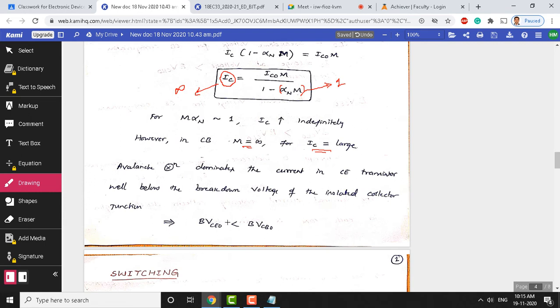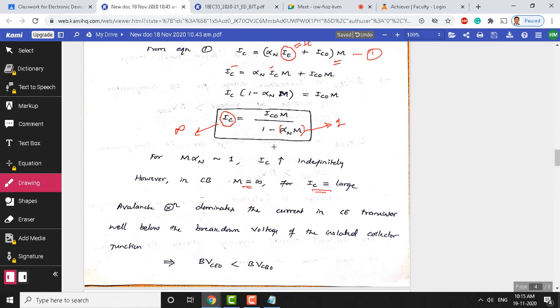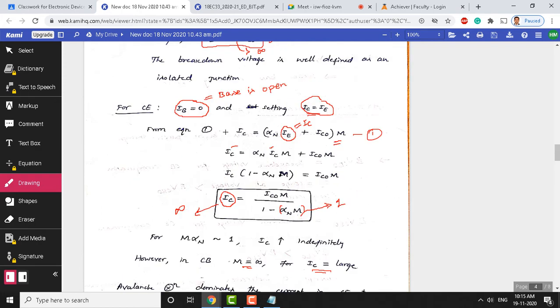So, we can also write this with reference to breakdown voltages. BVCEO, that means breakdown voltage in the common emitter mode, is less compared to the breakdown voltage in the common base mode. So, this breakdown voltage is going to be larger here. So, these are the things that need to be discussed under breakdown mechanisms here.